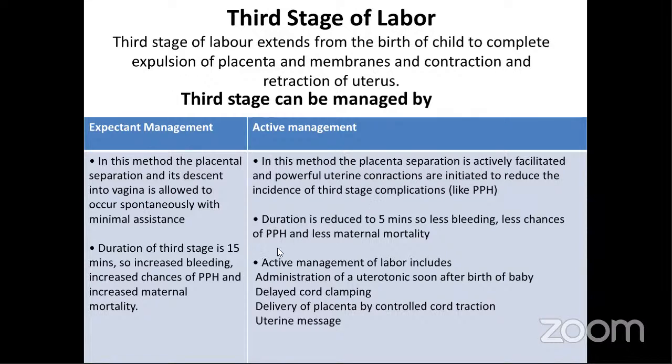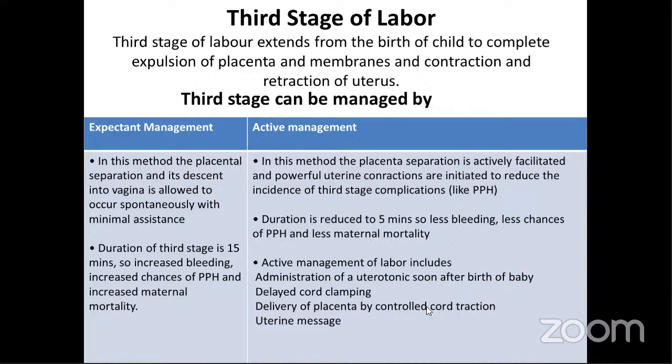So right now we do active management of labor, where we always use a uterotonic just at the delivery of the baby. What are the steps of active management? As I told you, a uterotonic is administered soon after delivery of the baby. Then clamping of the cord is delayed. You don't clamp it immediately. You allow the blood to pump into the baby for some more time, and once the pulsation stops, you clamp and cut the cord.